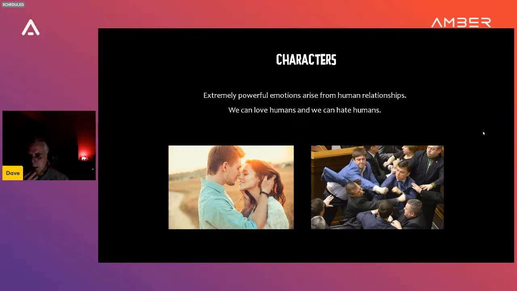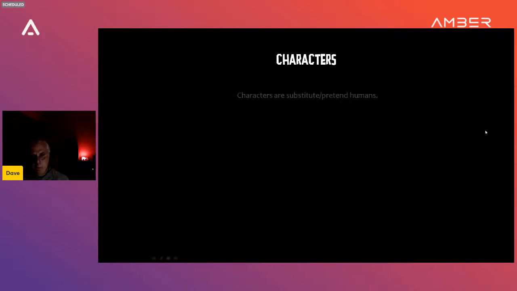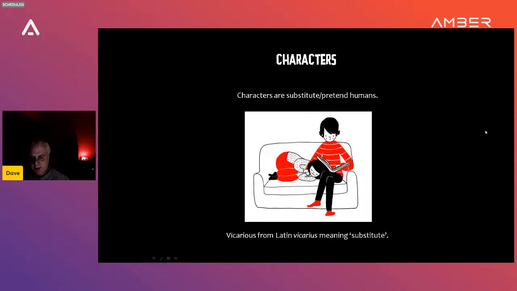Okay, so we're going to plot those onto the rising action, and they're just going to be these little vicarious points of access to these emotions, like little cars riding along a roller coaster. And that's what characters are. They're pretend or substitute humans. Vicarious. So we receive the emotions vicariously, and that comes from the Latin vicarious, meaning substitute. So we are feeling substitute emotions.